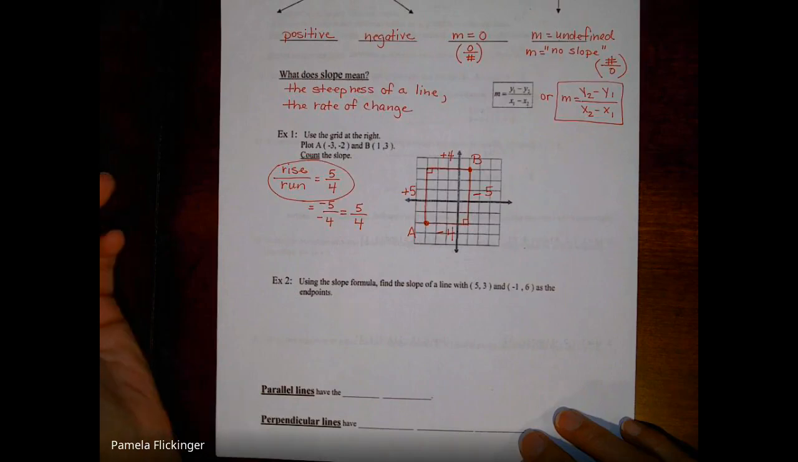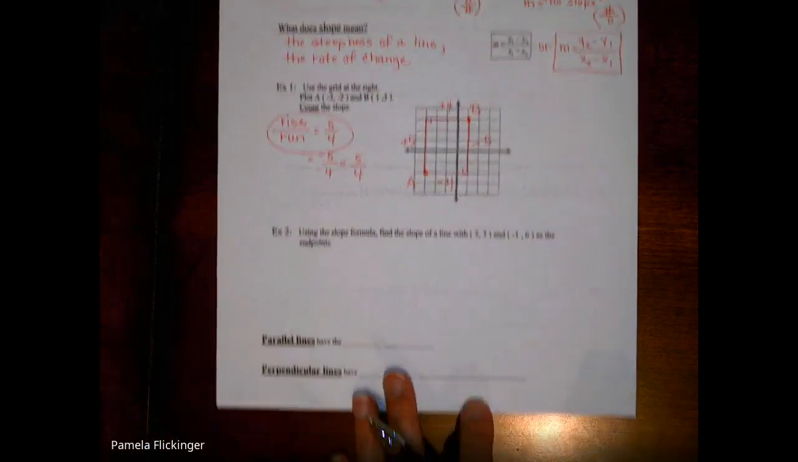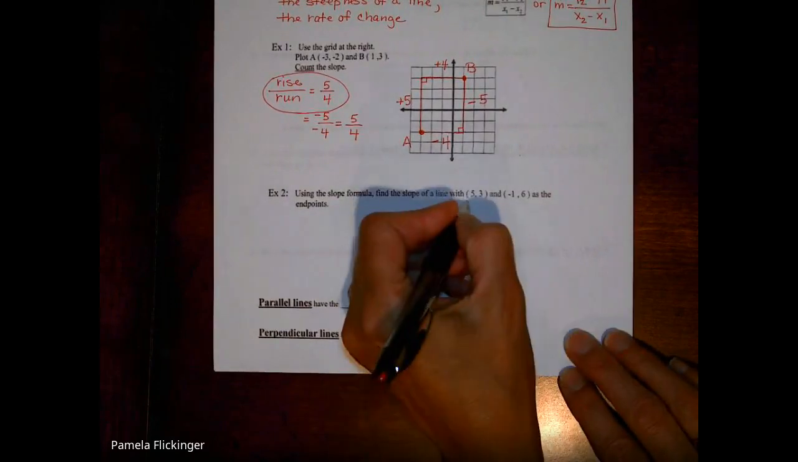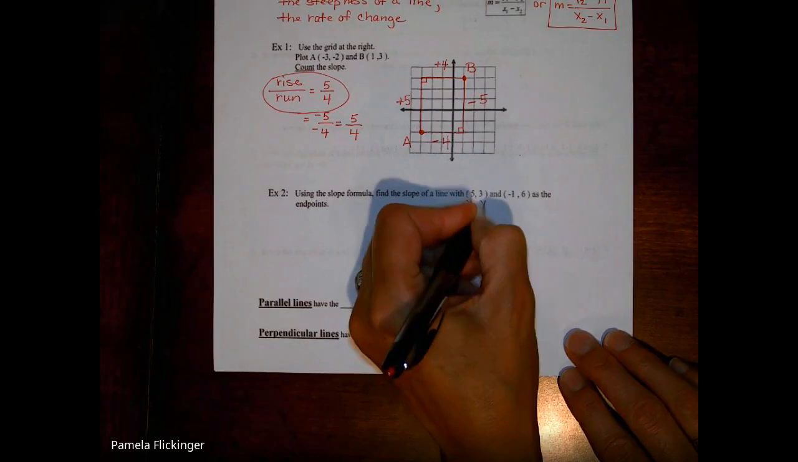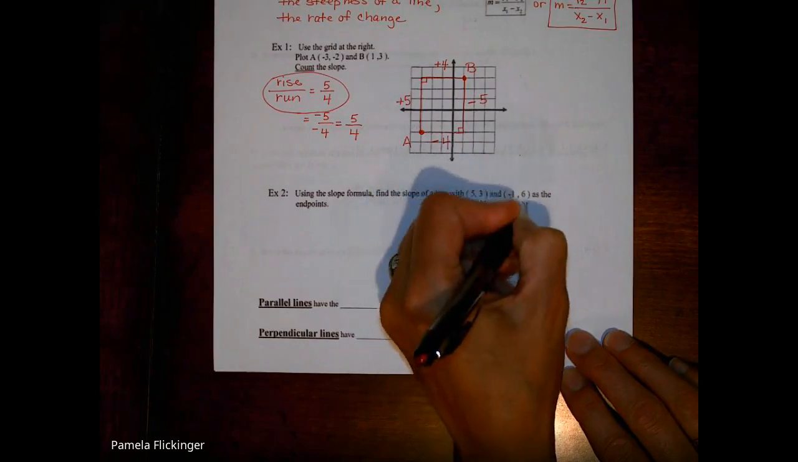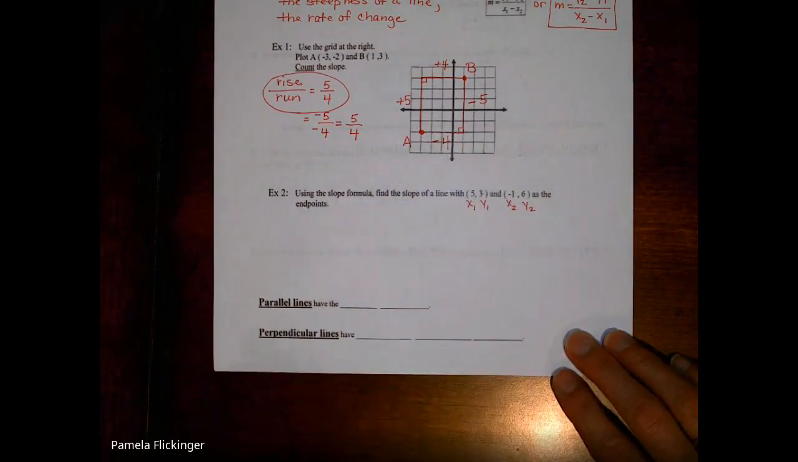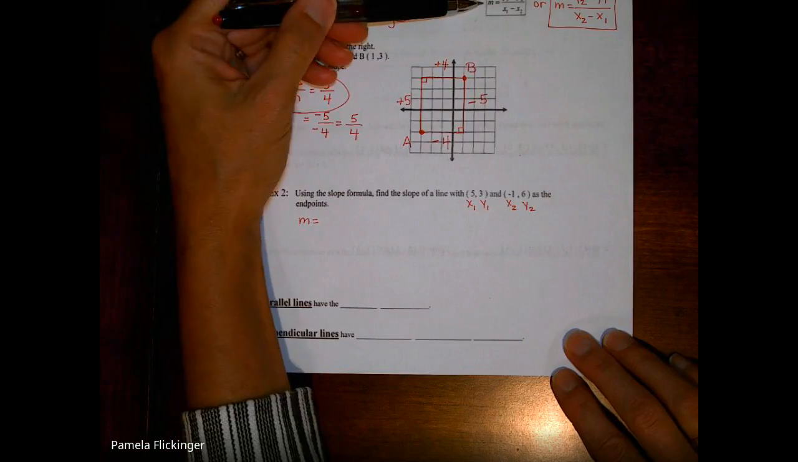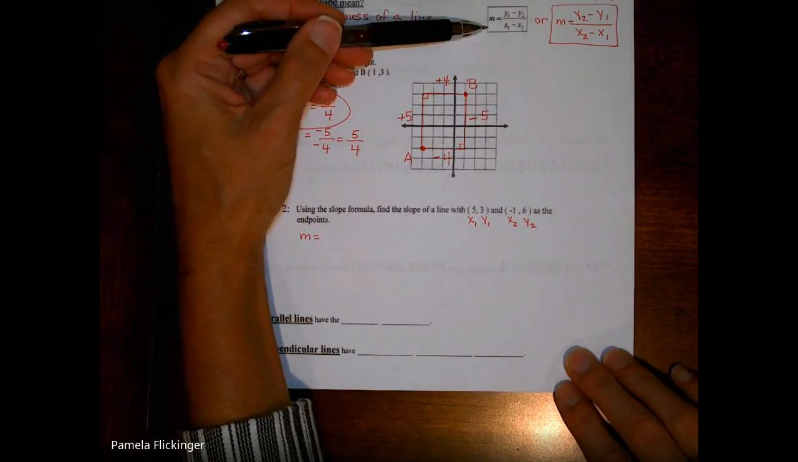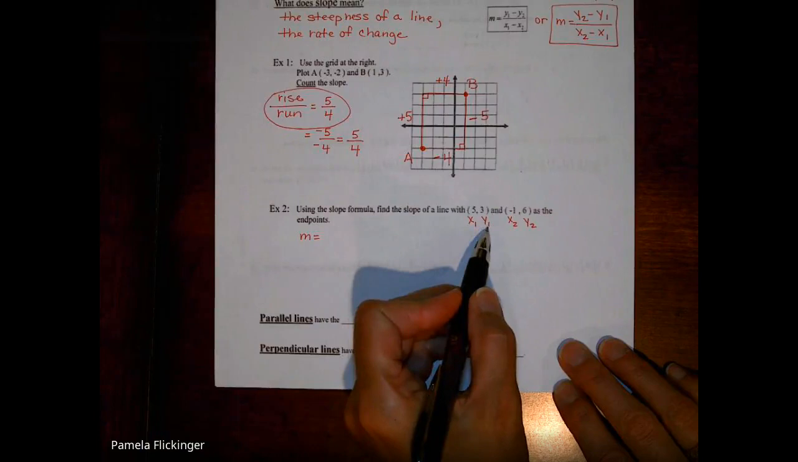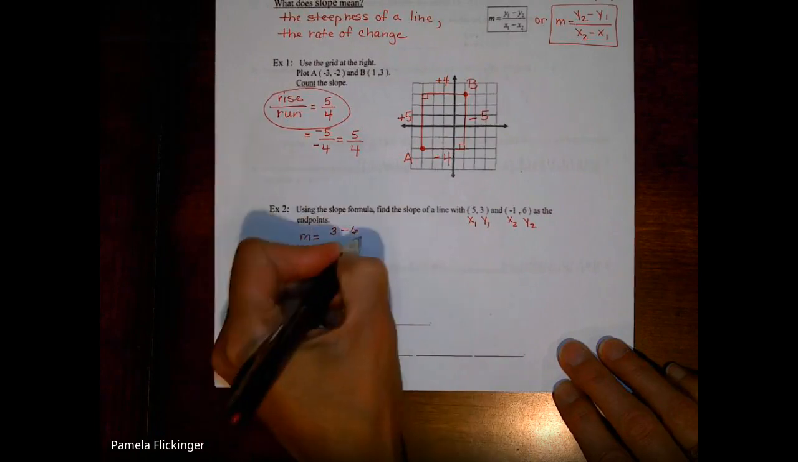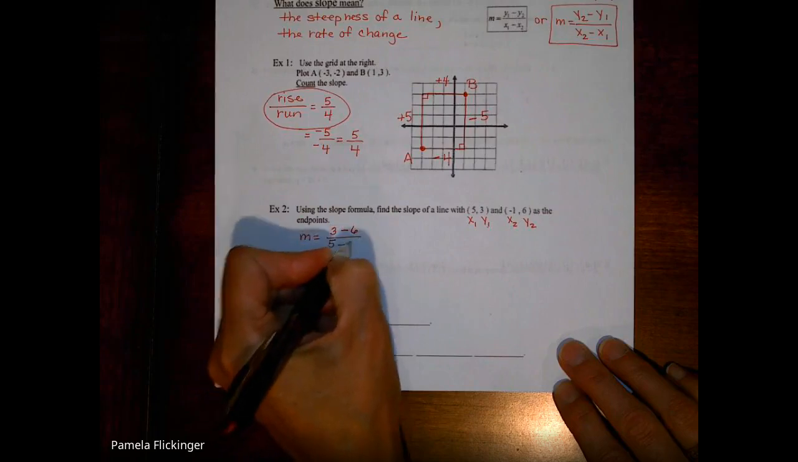If you don't have a grid, like in the second example, then we're going to use the formula. So we're given 2 points. You identify which ones you want to be your x1 and y1 and which ones you want to be your x2, y2. It does not matter. Okay. And then pick one of the two formulas. I'll use the one that was originally given. So I'm going to do the 1s minus the 2s. Y's on top. So I'm going to do 3 minus 6 over 5 minus a negative 1.